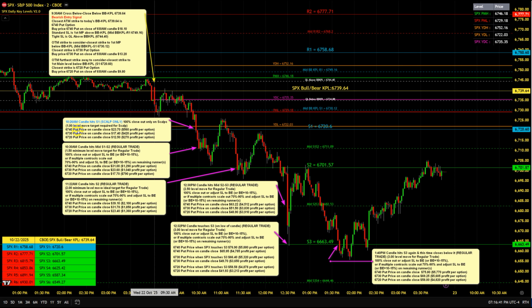The 67.40 put price on the candle close on this one level move is $23.70. That's a $560 profit per option on this scalp. The 67.30 put price on the candle close is $17.40. That's $420 profit per option on this scalp. The 67.20 put price on the candle close is $12.50, and that is a $270 profit per option on this scalp.